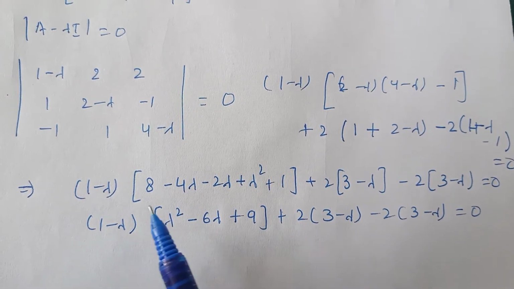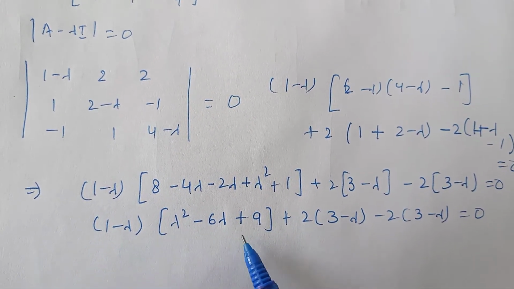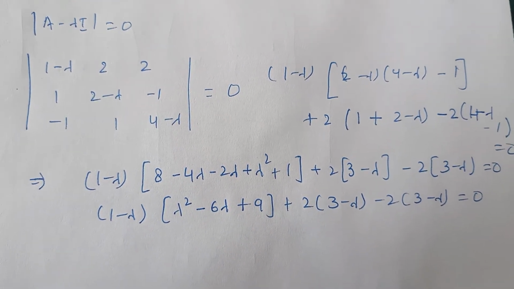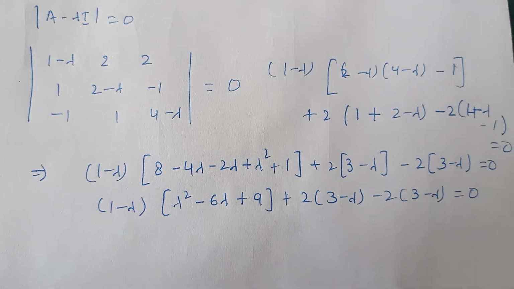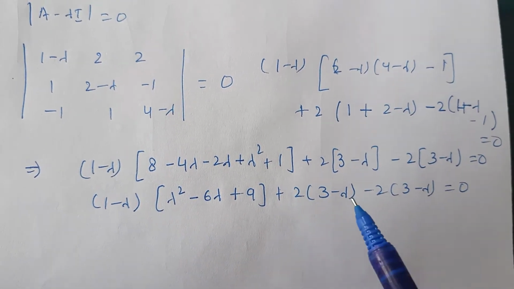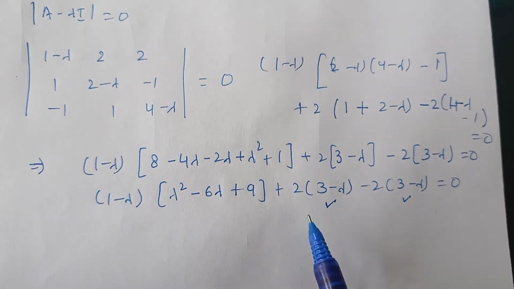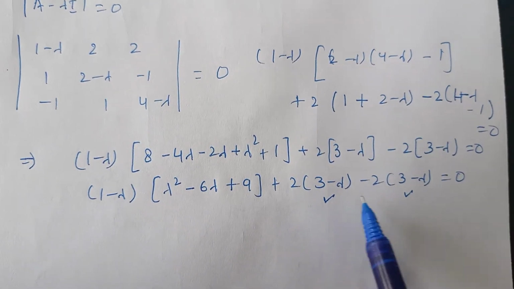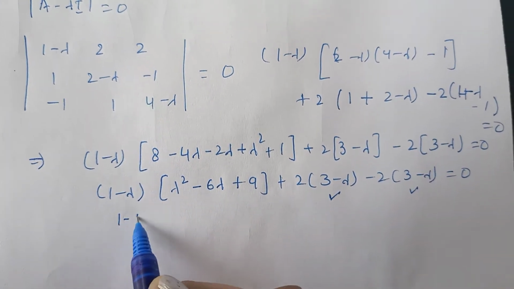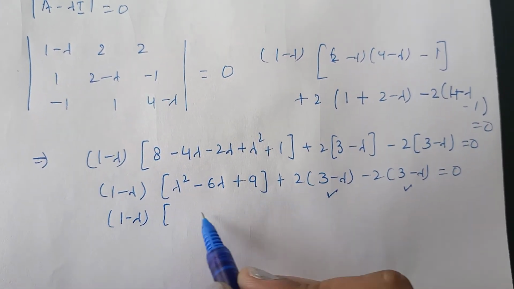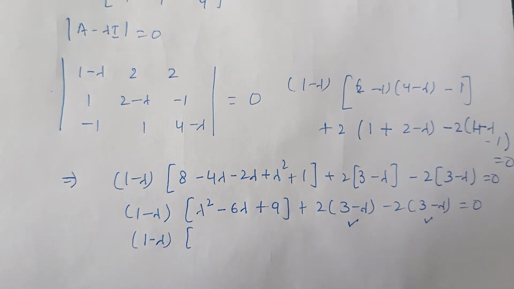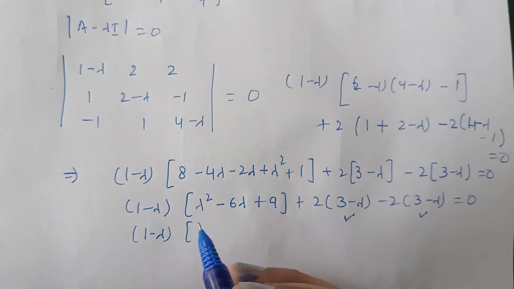One of the choices is you multiply this 1 minus lambda inside and then write the coefficients of lambda cube, lambda square and so on. Another choice is you can see from these two things you can take 3 minus lambda out of these two. If you try to factorize this and observe whether it is possible to take this 3 minus lambda common from all the terms, then it would be easier to solve the cubic equation.